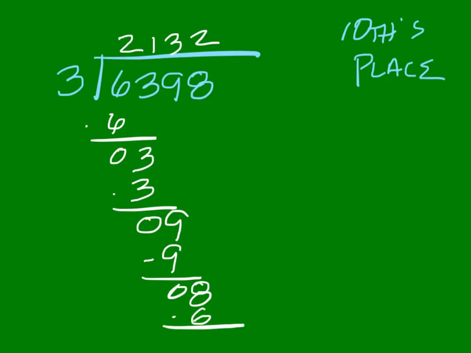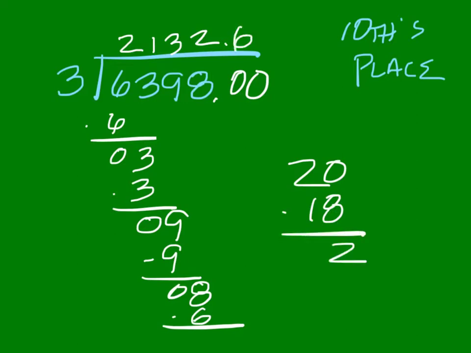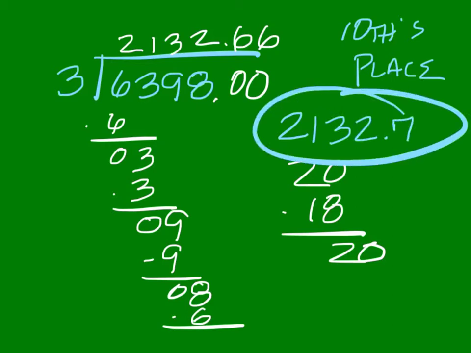3 will go in there twice with 2 left over. And we would have to drop a 0, and 3 would go in there 6 times. And you have 2 left over, and again drop a 0, and it goes in 6 times. So this is higher than 5, so you must round up. The answer is 2132.7.